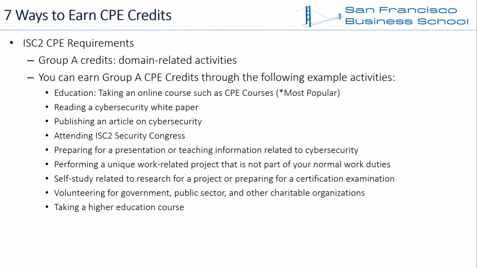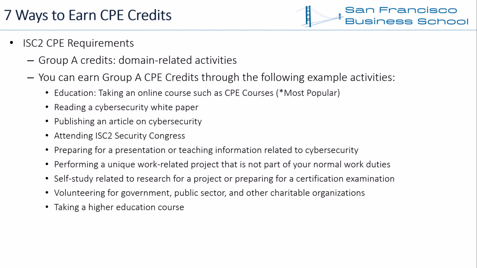You can earn Group A CPE credits through the following example activities. Education, taking an online course such as CPE courses. This is the most popular way to earn CPE credits among ISC2 certified professionals. Reading a cybersecurity white paper. Publishing an article on cybersecurity. Attending ISC2 Security Congress. Preparing for a presentation or teaching information related to cybersecurity.